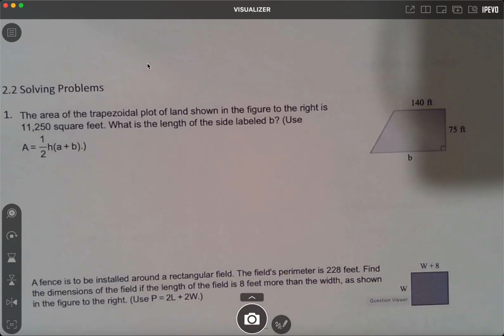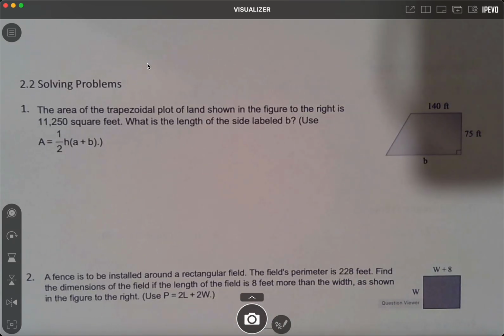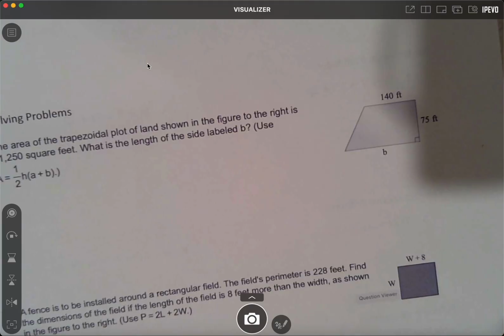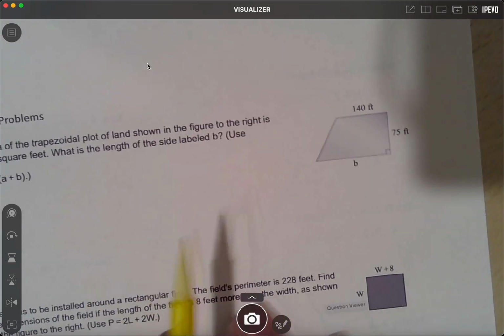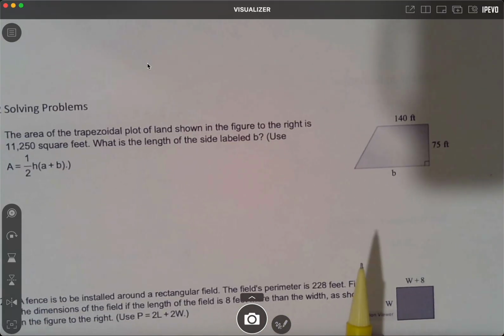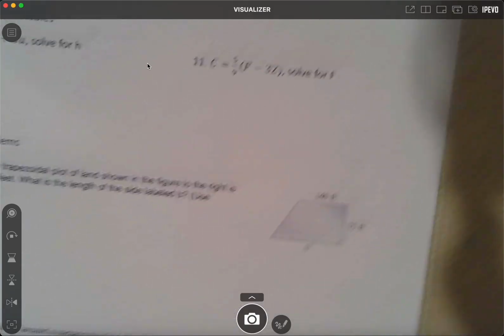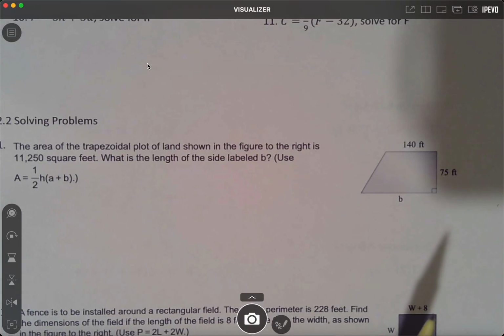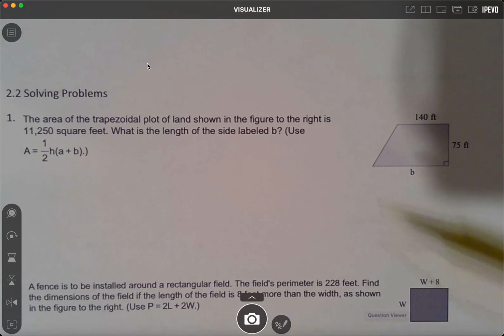Alright, now let's continue on with 2.2. So first things first, we have an area formula for a trapezoid, and we have a trapezoid drawn here. And the thing is, we need to find side B, but we also need to figure out, well, wait a minute, which one of those is sides H and A? Good question. The sides H and A will go as follows.